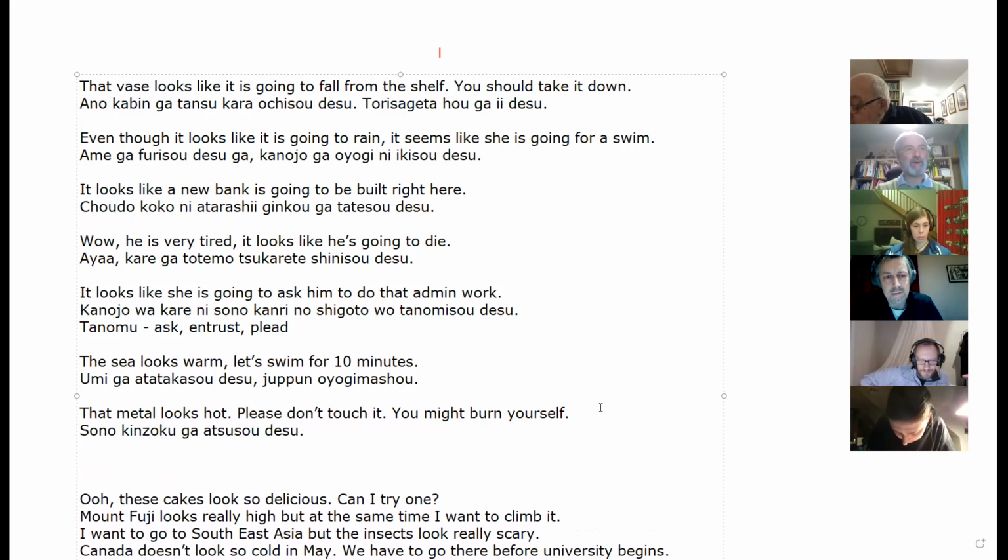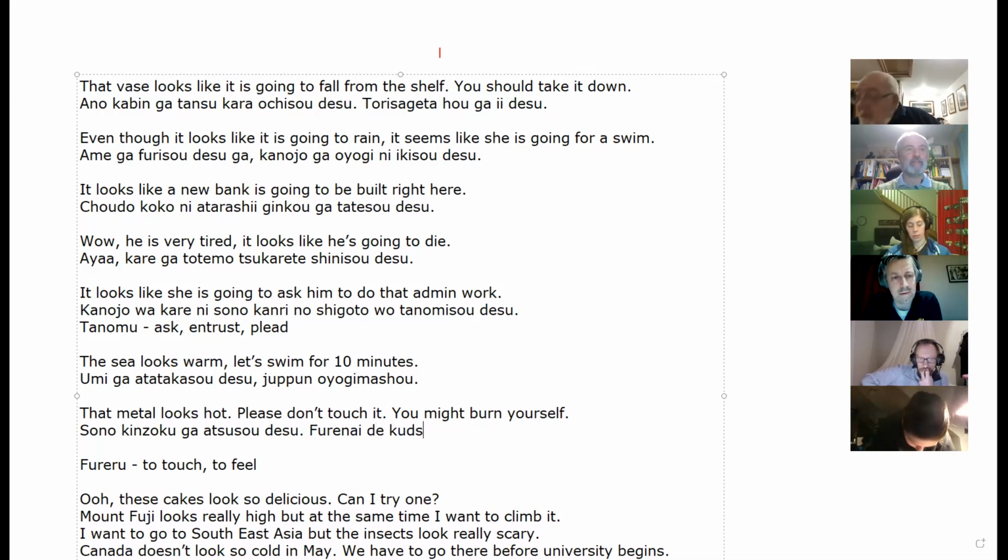So you can use sawaru, but for touching with your hands, the better verb is fureru. Fureru. To touch or to feel. 触れないでください. So it's a negative. 触れないでください. Very good. Yeah, excellent.